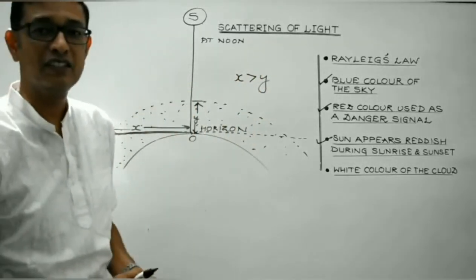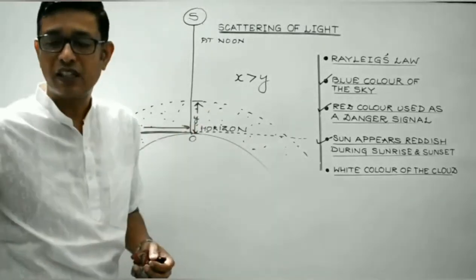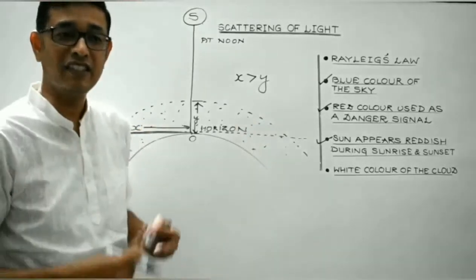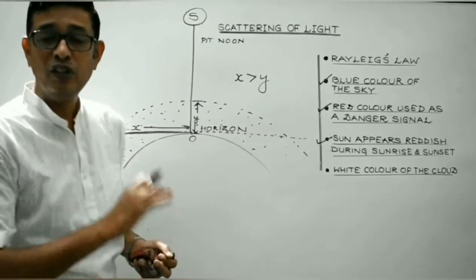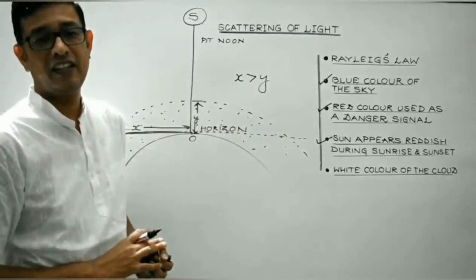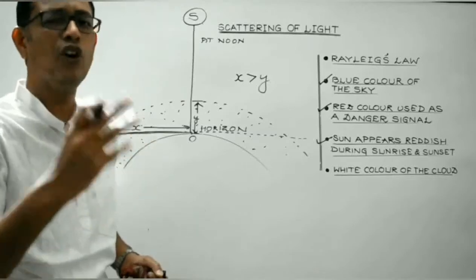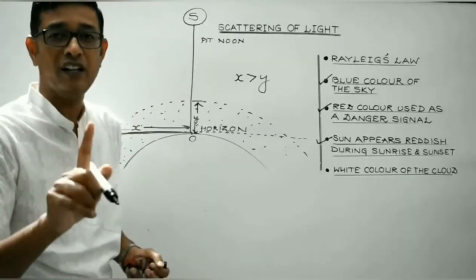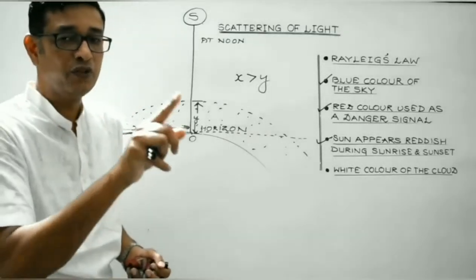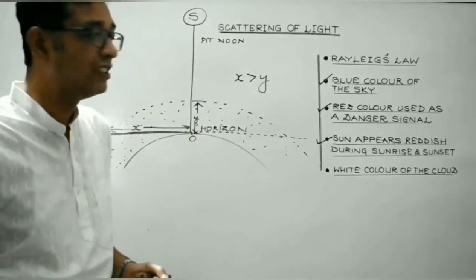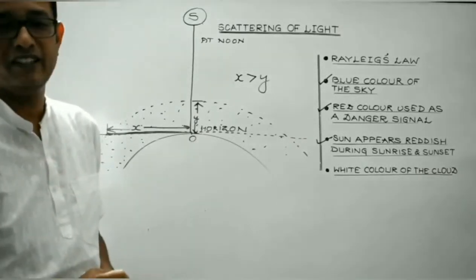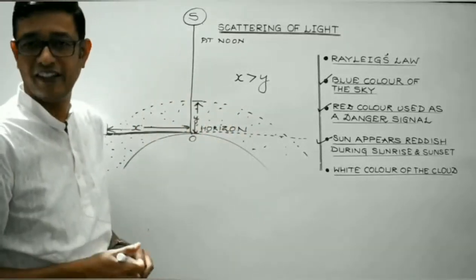So students, when the light has to traverse a larger distance through the Earth's atmosphere, all the blue light gets scattered away. So only the light of longer wavelength, which is orange or red, is able to reach the observer's eye. That is the reason why during sunrise or sunset the sky or sun appears reddish. So this is the reason behind it. I hope you have understood this concept, right?